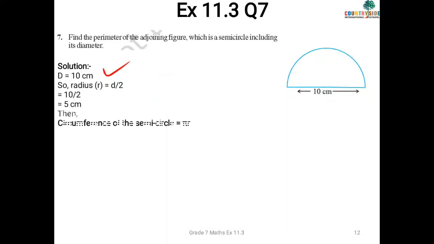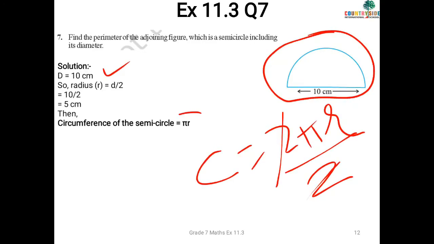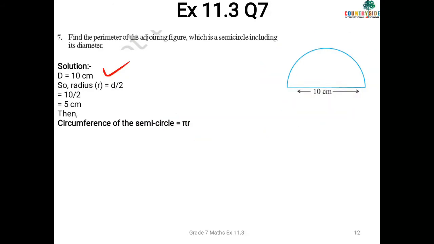Now the circumference of a semicircle is pi r. You might be wondering how this pi r comes. See, circumference of a circle is 2 pi r, but here it is not a circle, it is a semicircle. That means divide by 2, half of the circle. So 2 cancels, and you will get only pi r. In this way the circumference of a semicircle is pi r.